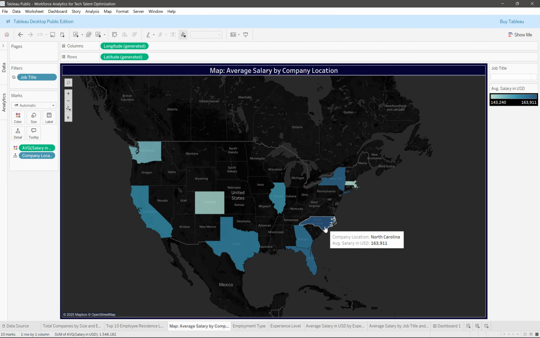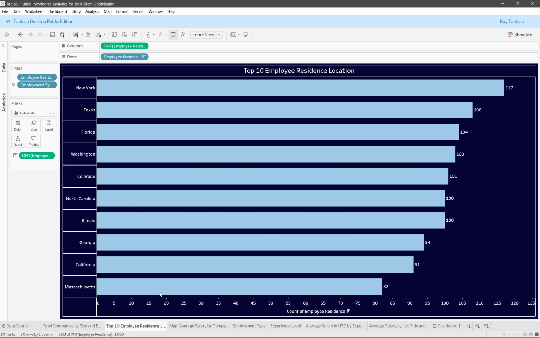This map also provides clarity on whether to adjust the compensation bands or whether to expand remote jobs. The darker the color, the higher the salaries, as we can see. North Carolina is one of the growing tech hubs. So let's dive into the top 10 employee residence locations.